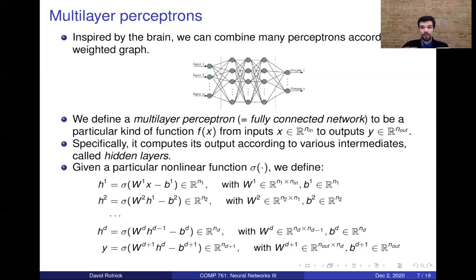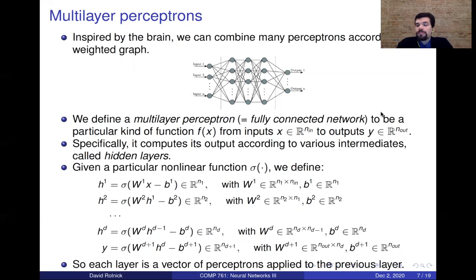I realize some of you may have seen this before. If you haven't seen it before, I realize it also may be a lot to take in. This is a way to write a function. It's a function from inputs, which are vectors, to outputs, which are also vectors. And the way it computes its output is by computing all these intermediate vectors, which are called hidden layers. So each of these hidden layers is just a vector of perceptrons applied to the previous layer.